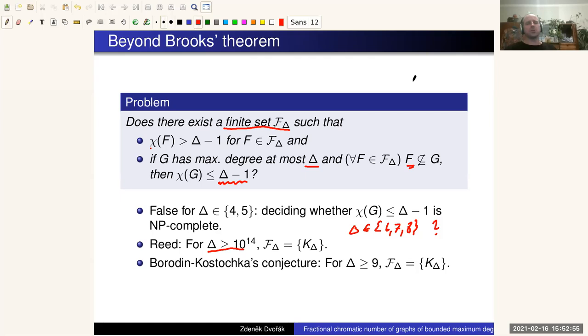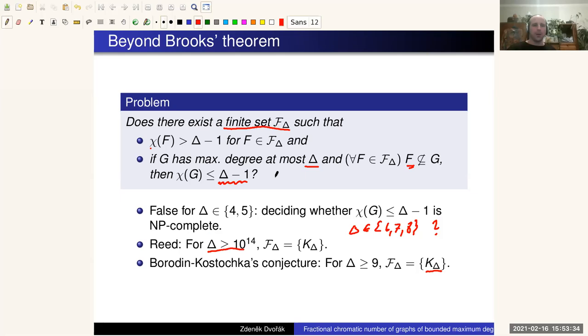But anyway, so we can see this problem as kind of resolved, at least in some vague sense. So how can we move beyond this? You can always try to go to maximum degree minus two and things like that. But let's say that we would like to stay in the same setting. So we are forbidding just a clique of size delta, and we want to go with the number of colors below delta.